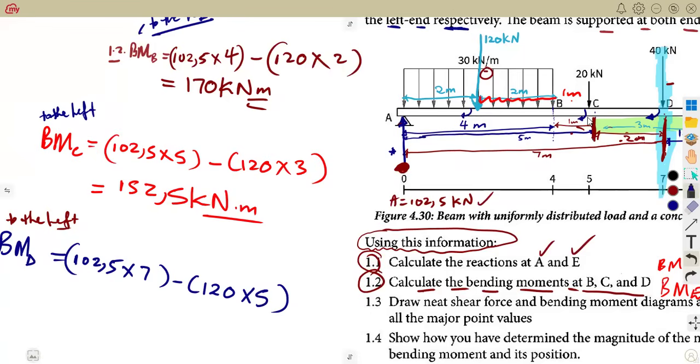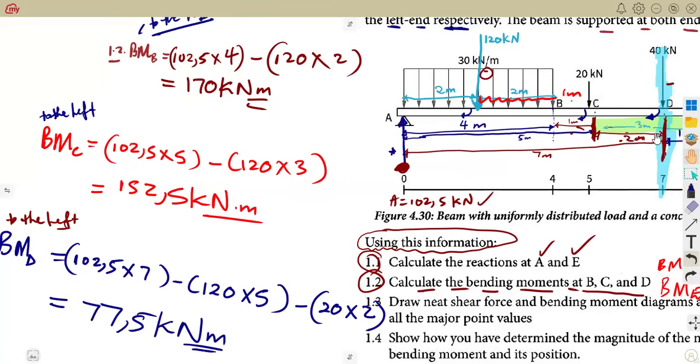Is there another force on the left side? Yes, there's 20 kilonewton, this one. So you're going to subtract that one. 20 times the distance back to D. The distance is this one, the 2 meters. Remember, we got 2 meters there. So it's 20 times 2. So you combine everything, that was going to give us 77.5 kilonewton meter. You've got your bending moment at point D. Just like that.